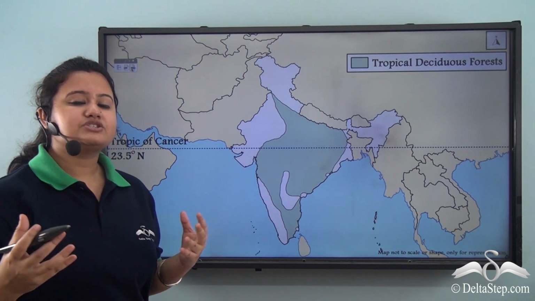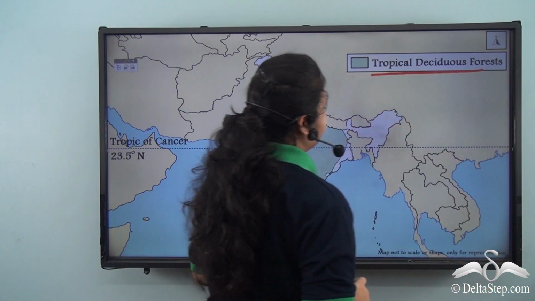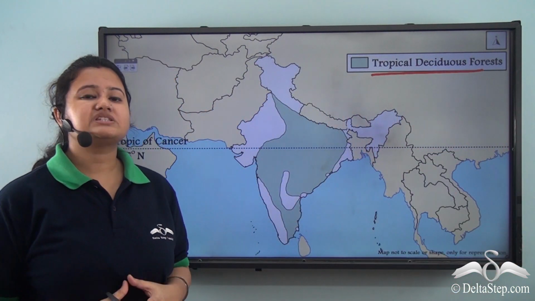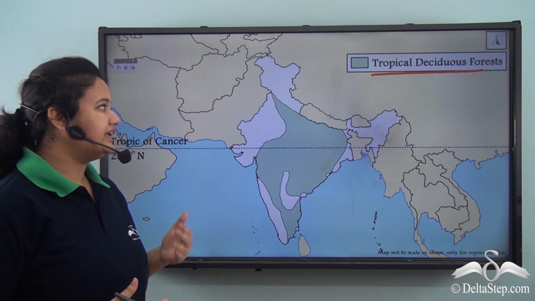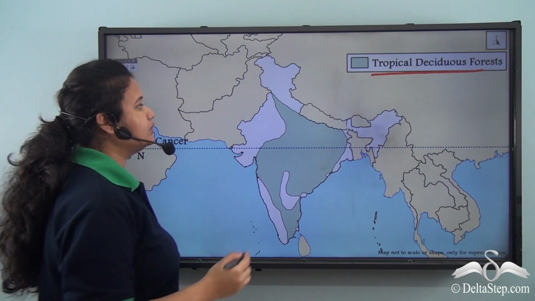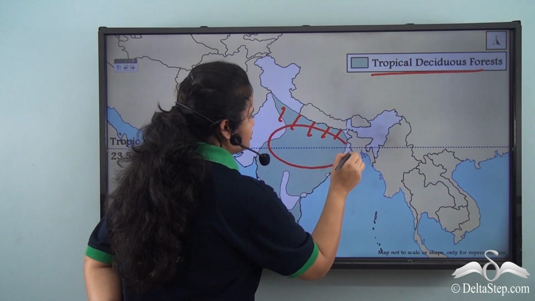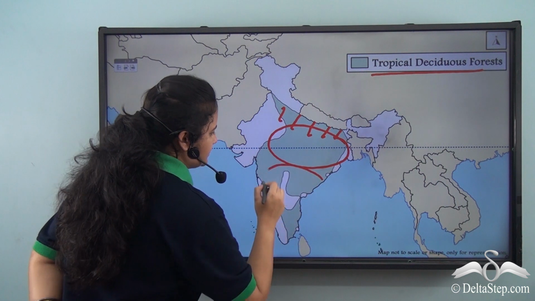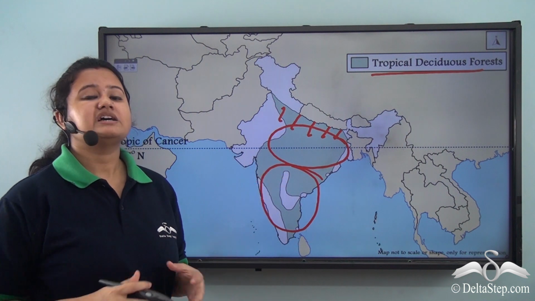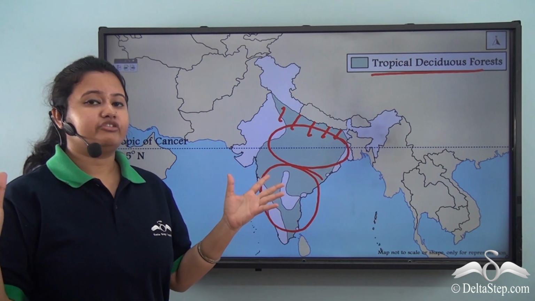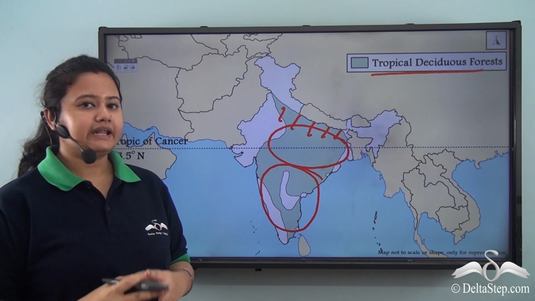Well, these trees belong to the vegetation of tropical deciduous forest. Now this map shows the location of tropical deciduous forest in India, and we find that such type of vegetation is found at the foothills of the Himalayas, in a major portion of northern plains, and also in peninsular India. In fact, tropical deciduous forest covers a major portion of India. So, it is the most abundant type of vegetation found in India.